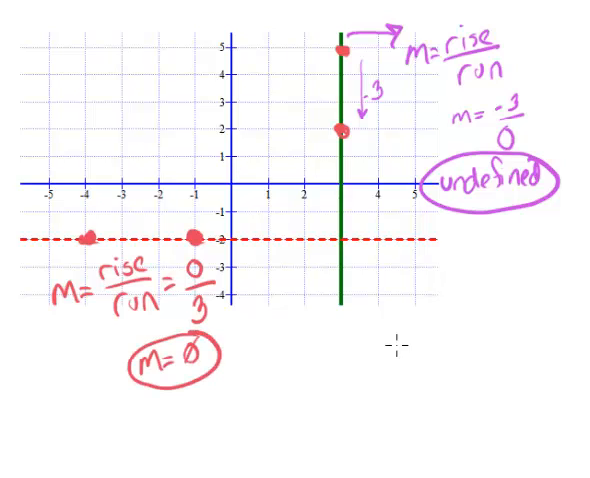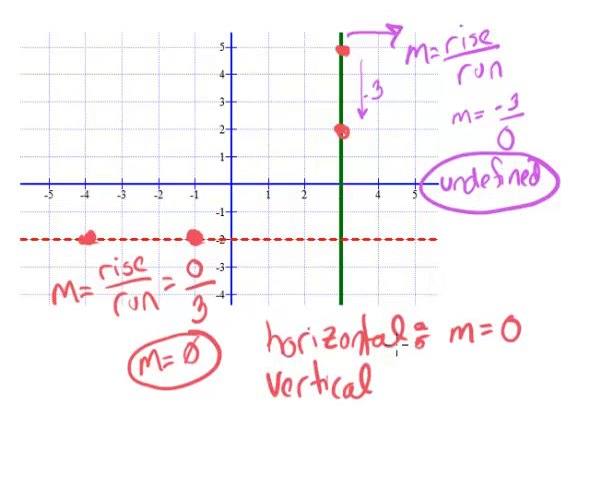So when you have a horizontal line, your slope is 0. M equals 0. When it's a vertical line, your slope is undefined. So I hope that helped with slopes.